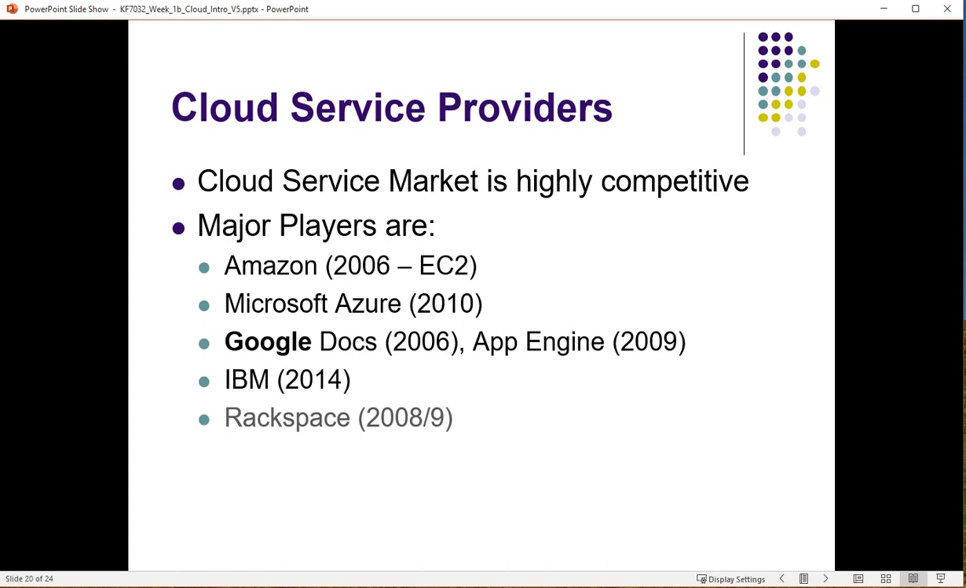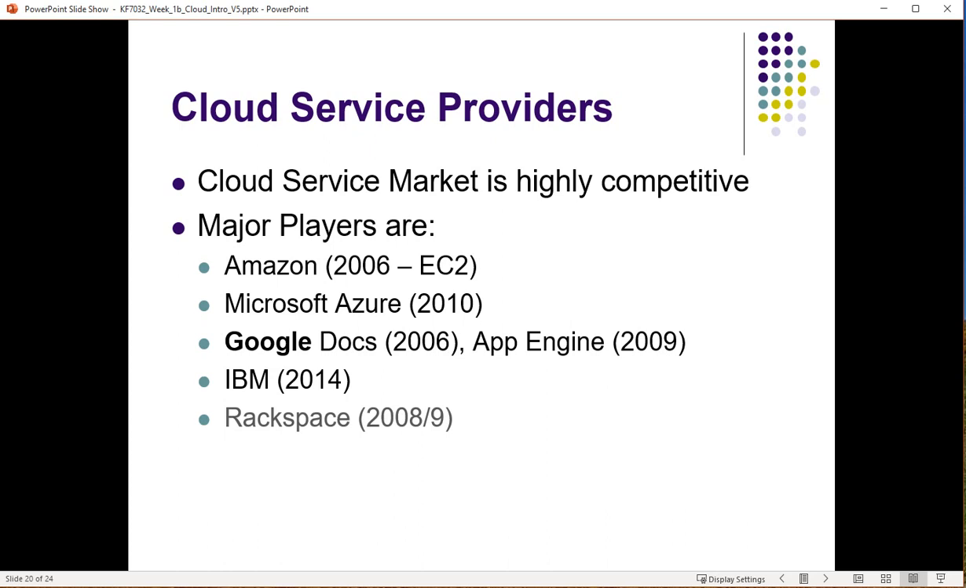Azure, or Asia as you often hear it called, started in 2010. At the moment Amazon has about 40% of the overall market, and Azure is coming up second. The whole market is growing, so Amazon is growing, but Azure is growing faster.